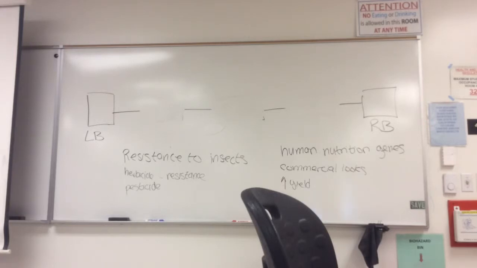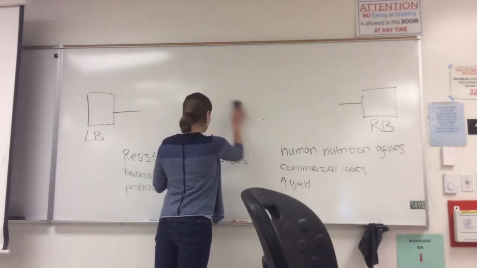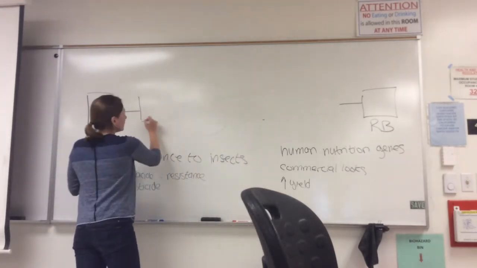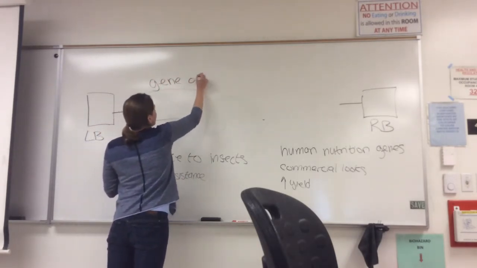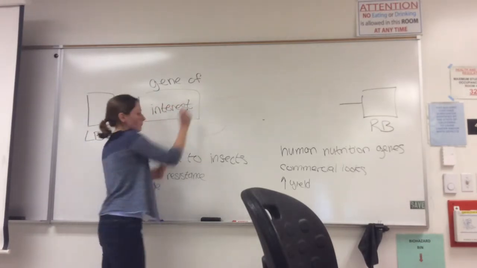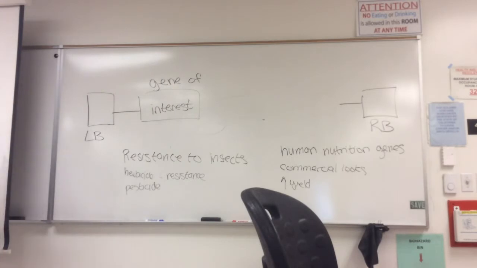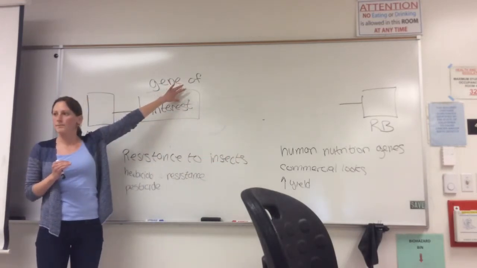So I'm going to sum up all of these things into just one. I'm going to call it a gene of interest. So it would be the DNA sequence, the protein coding sequence for whatever trait, whatever gene you're interested in. So all of these things fall under this category of gene of interest.